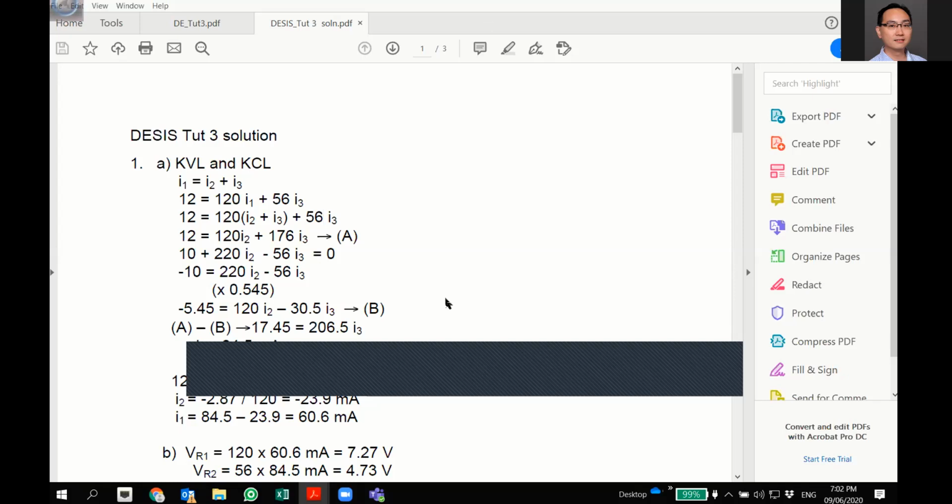So you can do it this way. You can form it this way. So then you form an equation A, this one, to simplify. Yeah, so he used the I2 and I3.